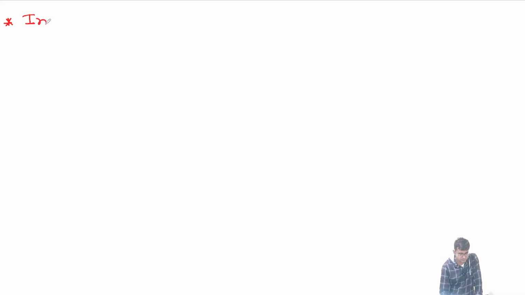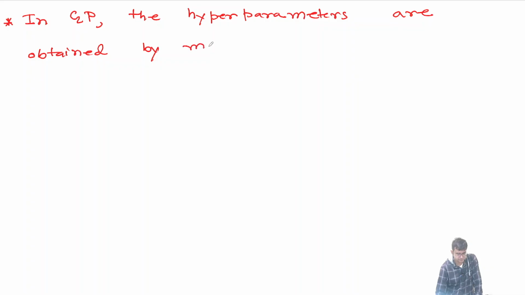Okay. So in GP, the hyperparameters are obtained by maximizing the marginal likelihood, and this marginal is under quotation so that you can differentiate it from the usual likelihood.